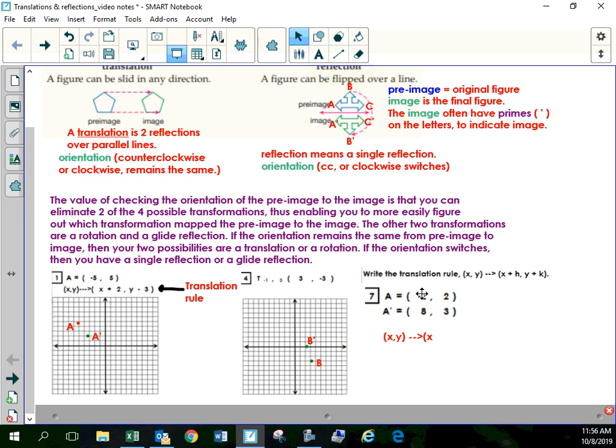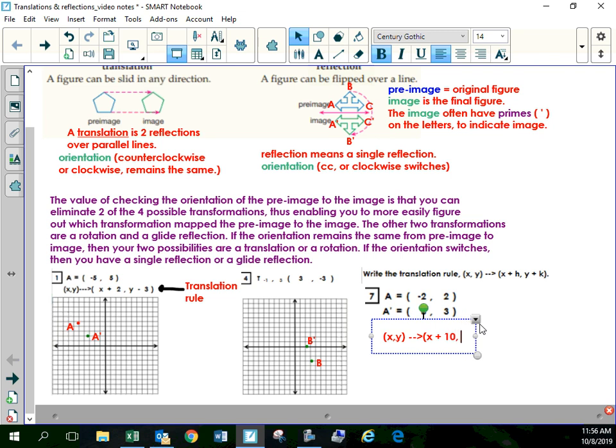So I started at negative 2 on the x, I went to 8. How many did I have to add to negative 2 to get 8? Obviously, I had to add 10. Negative 2 plus 10 is 8.